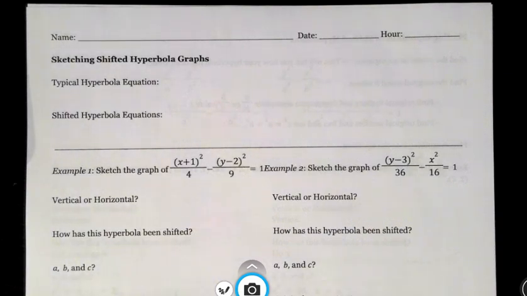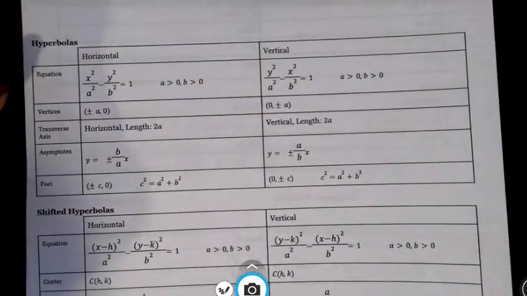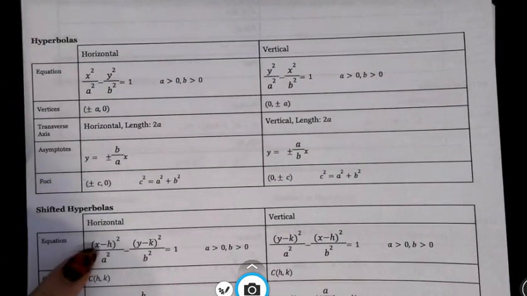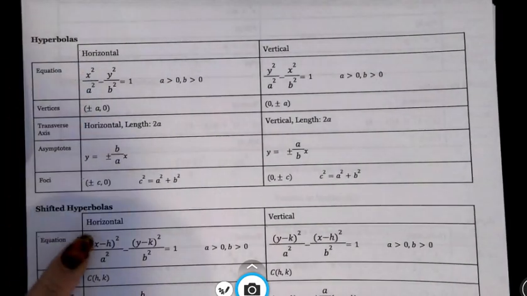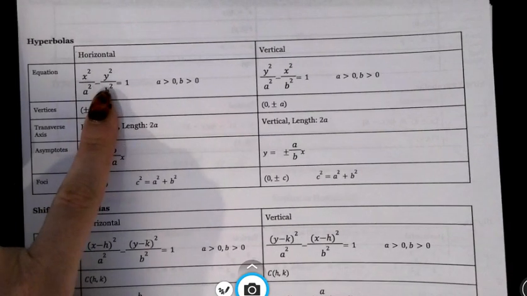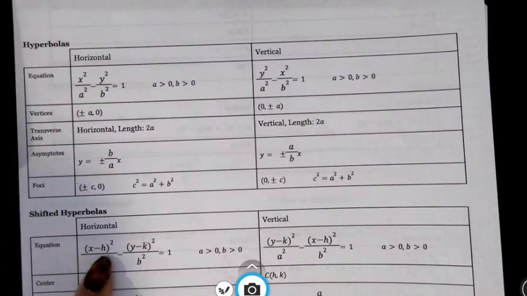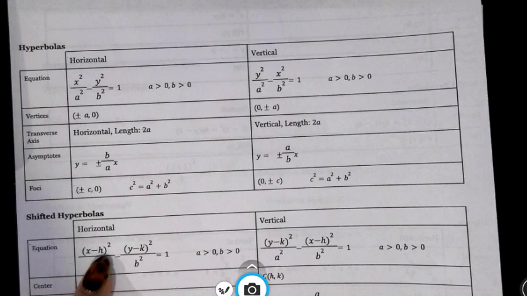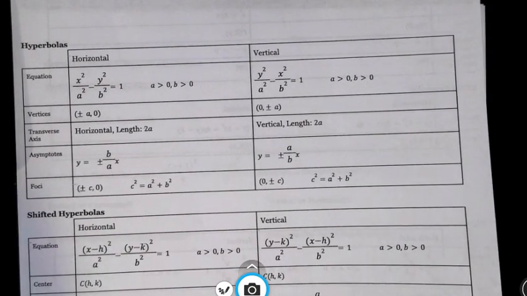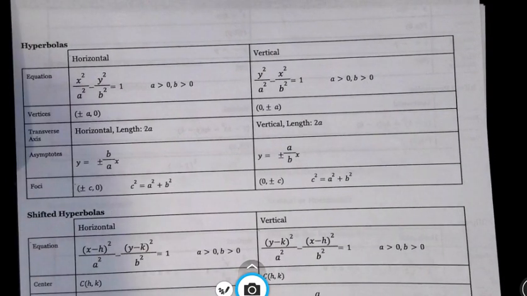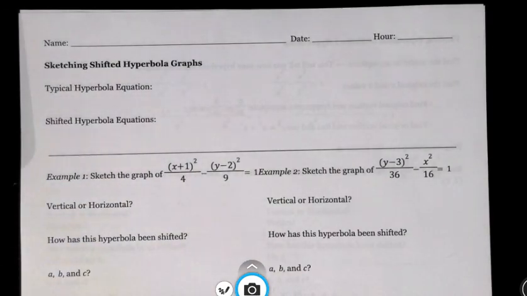So to start off, we're going to write down our typical hyperbola equation and then our shifted hyperbola equation, which is on our formula sheet. So I do have my formula sheet here with me. The back of it is where we have hyperbolas and then shifted hyperbolas, and we're going to write down our equations here. So for a horizontal, it looks like this, but then once it's shifted, we have h and k, because h and k are our center. So I'm going to go ahead and write those down first.